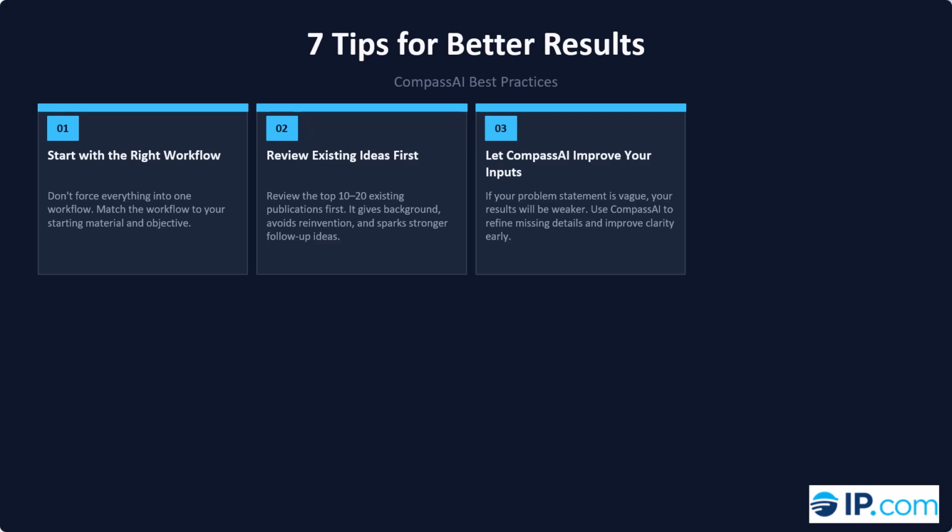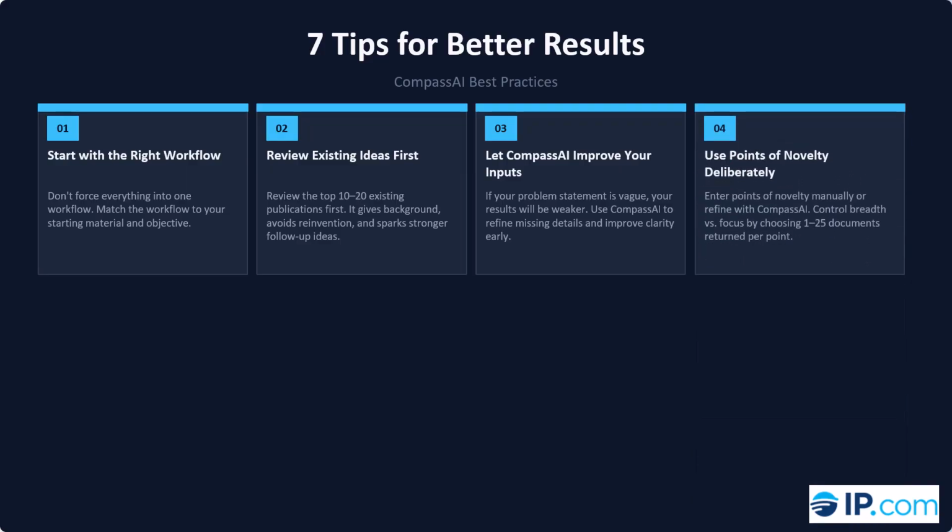Tip 3. Let CompassAI help improve your inputs. If your problem statement or invention description is vague, your results will be weaker. Use CompassAI to refine missing details and improve clarity early. Tip 4. Use points of novelty deliberately. In evaluating a new idea, points of novelty can be entered manually or refined with CompassAI. You can also choose how many documents are returned per point of novelty from 1 to 25. That gives you control over breadth versus focus.